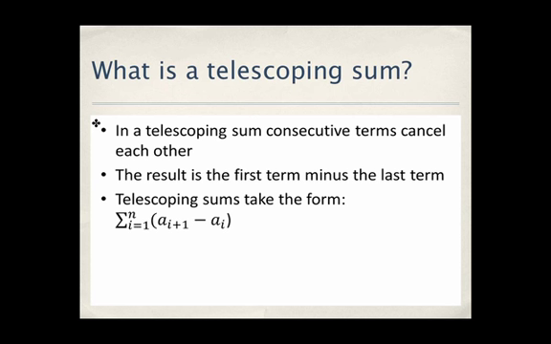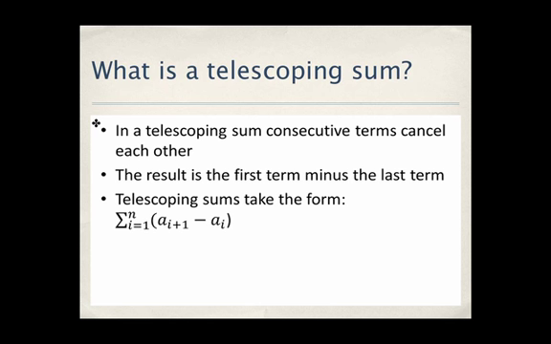First, we'll discuss what exactly a telescoping sum is and what is meant by the name telescoping series. In a telescoping sum, consecutive terms cancel each other out. The result is the first term minus the very last term, and these telescoping sums take the form the sum of i equals 0 to n of a sub i plus 1 minus a sub i.